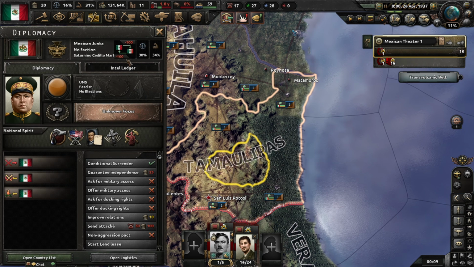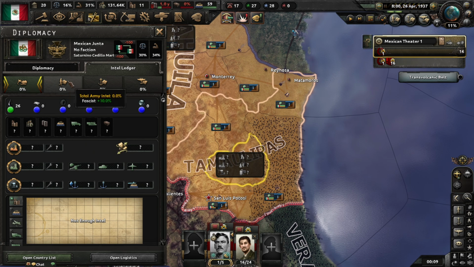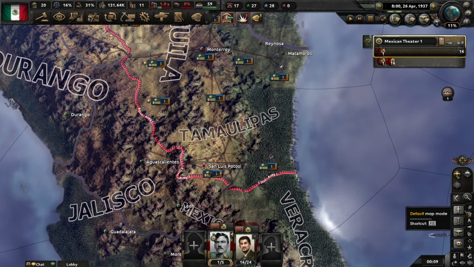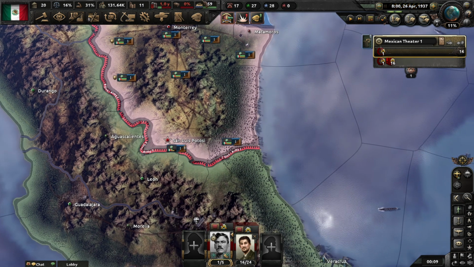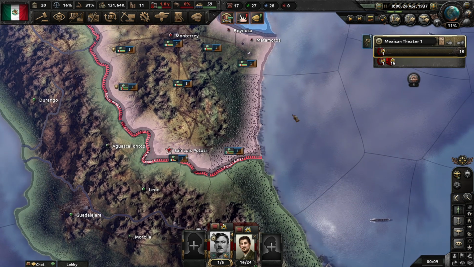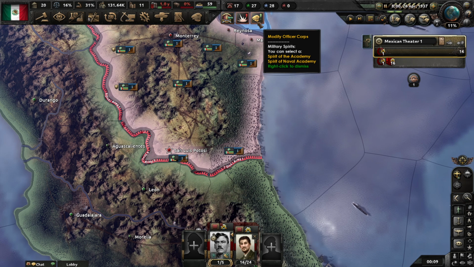This is weird. We shouldn't actually be able to see where all the divisions are. I don't know why it's showing it now, come to think of it. There's one in the middle. There are two over here, right at the cities, moving downward.